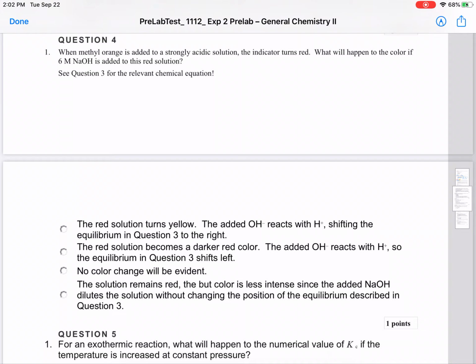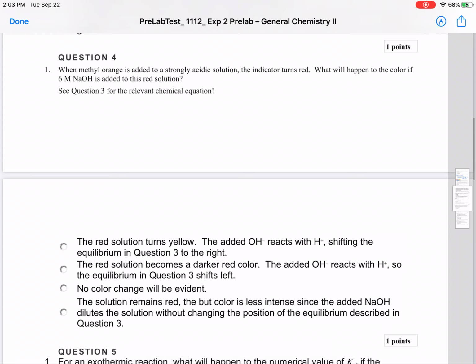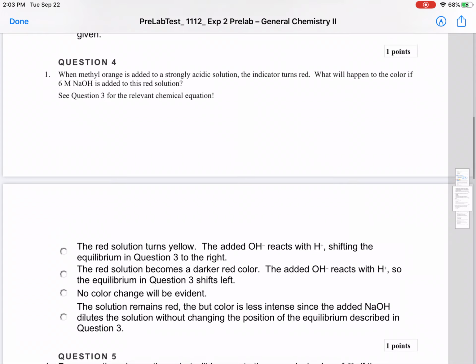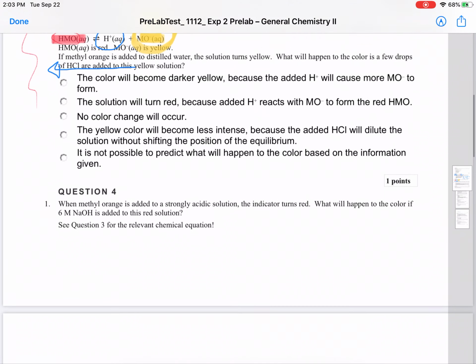The red solution turns yellow. The added OH minus reacts with H plus, shifting the equilibrium in equation 3 to the right. The red solution becomes a darker red color. The added OH minus reacts with H plus, so the equilibrium in equation 3 shifts left. No color change will be evident: the solution remains red, but the color is less intense as the added sodium hydroxide dilutes the solution without changing the position of the equilibrium described in question 3. So what do you guys think? When you add hydroxide ion, what's going to happen?